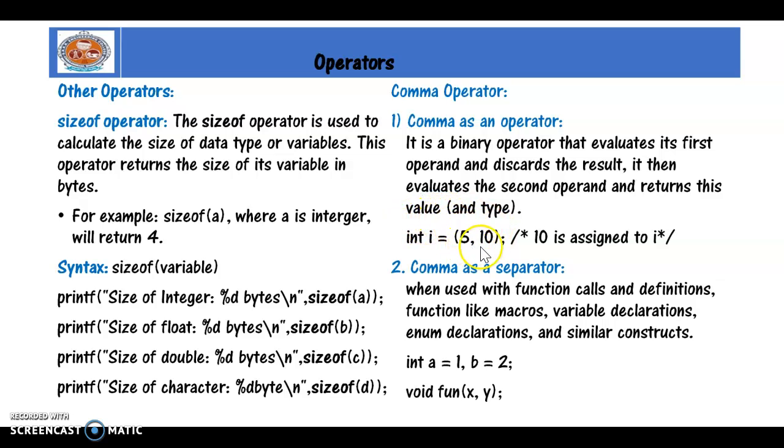If you give the same thing without braces, then it will give an error. Why? Our primitive data types will not store multiple values, right? They will store at most one value only. But here we are trying to assign two values. If we place braces here, then it will treat the comma as an operator. It will first assign 5 to I, then discard it from the result, and 10 is assigned to I. Right, now the comma as a separator.